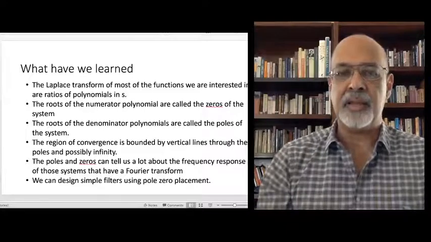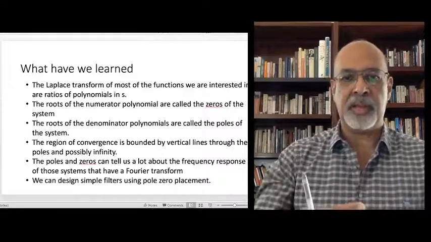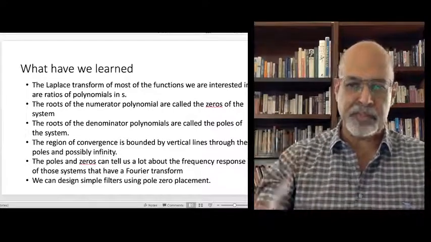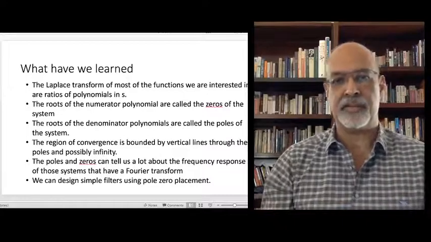I'll show you a few more examples at some point, but by judicious placement of the poles and zeros, we can design different kinds of filters.